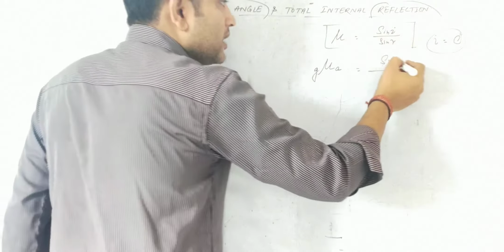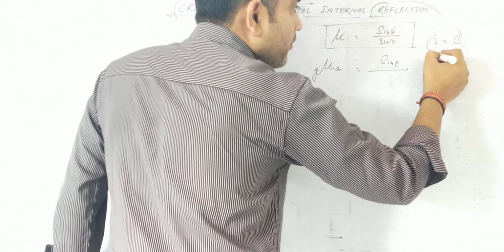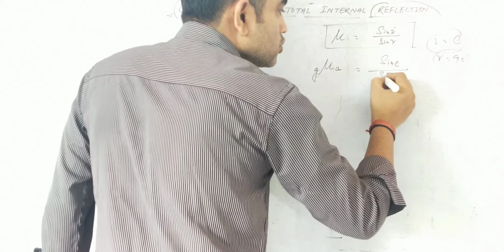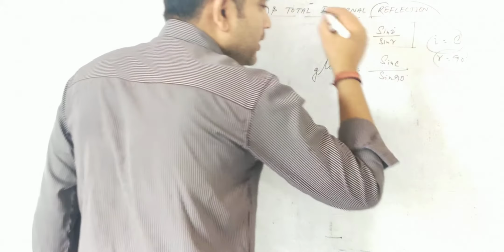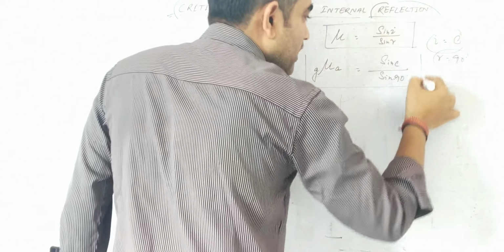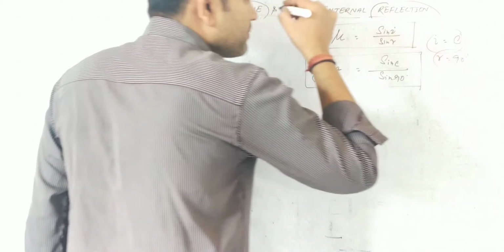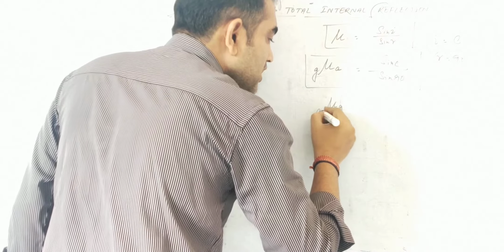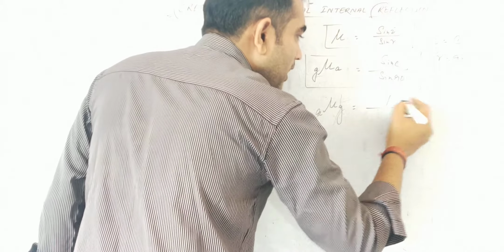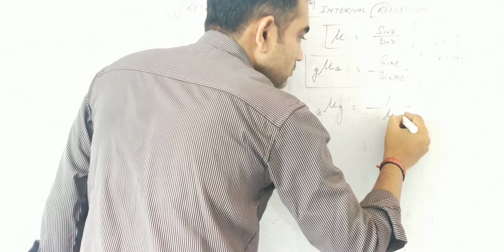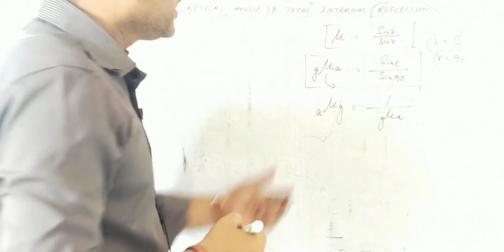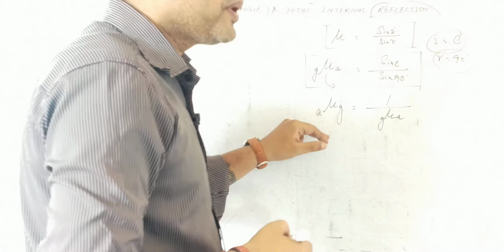So this time, sin C, and the angle of refraction for the critical angle will be equal to 90 degrees. So here it will be sin 90 degrees. This is the refractive index of air with respect to glass. But if we find the refractive index of glass with respect to air, it will be 1 by mu Ag. That means if we reverse this, we will get the refractive index of glass with respect to air.